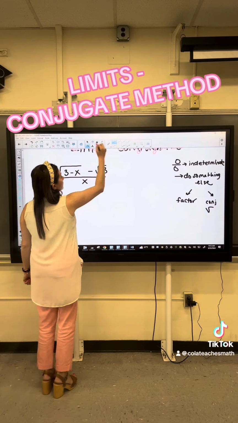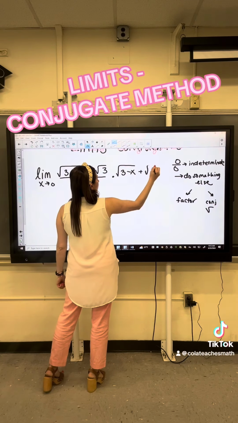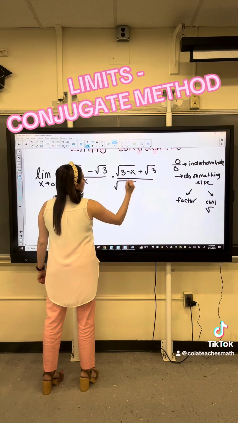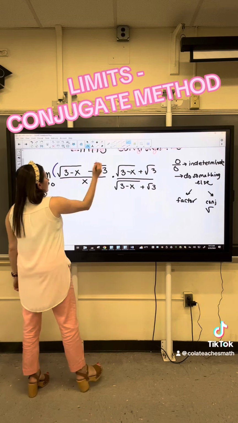So when you multiply the conjugate, we're not actually changing the limit question. All we're doing is changing the symbol in between the radicals. So it was a minus, now we're going to make it plus, and the top and bottom have to be the same. Now watch this.